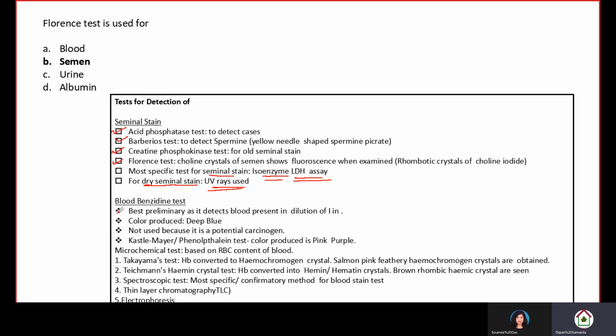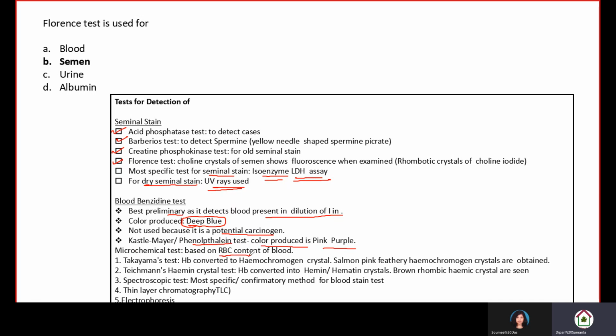Blood benzidine test is the best preliminary test, as it detects blood present in very high dilution. It is the best preliminary test for detecting whether it is blood or not, and the resultant color produced is deep blue. It is not used nowadays because it is potentially carcinogenic. And Kastle-Meyer phenolphthalein test, color produced is pink purple.